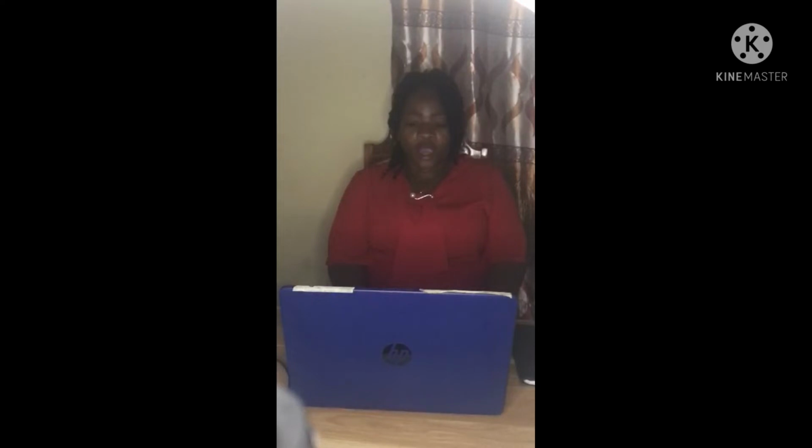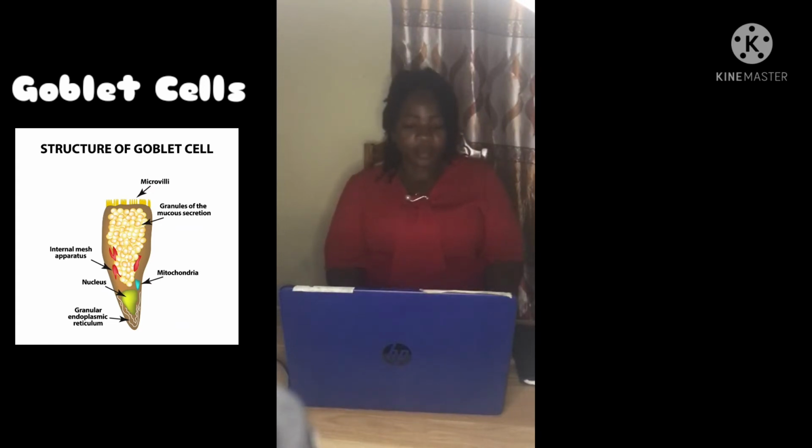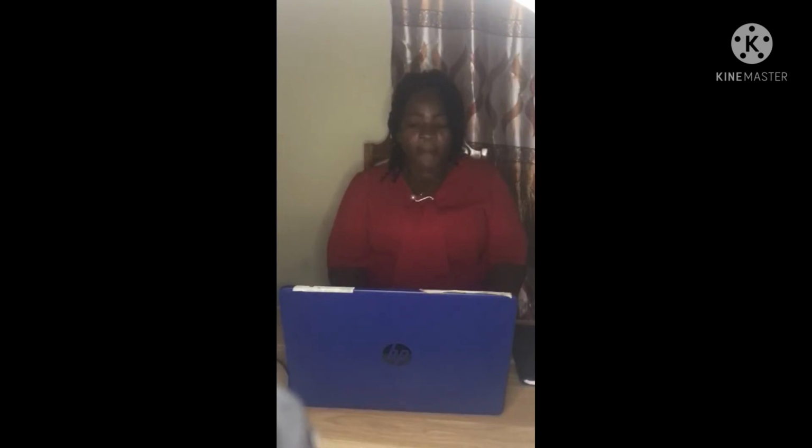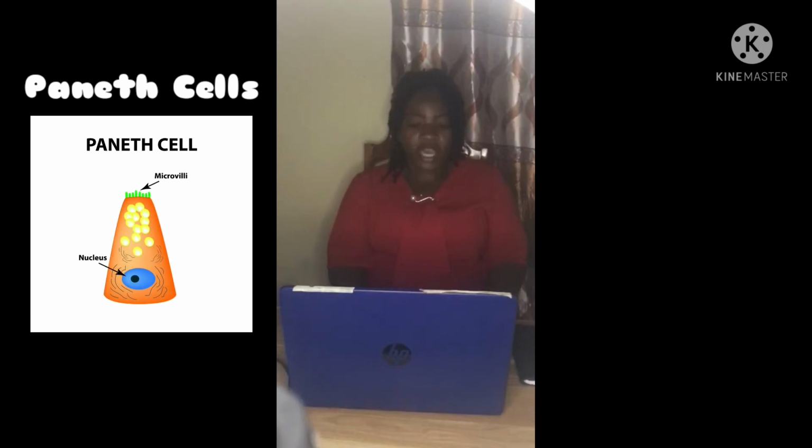Second, we have the goblet cells. Location: epithelium/intestinal glands. Function: secretion of mucus to promote movement and effective diffusion of gut contents. Then we have the Paneth cells. Location: intestinal glands. Function: secretion of the bactericidal enzyme lysozyme and other factors into the crypt lumen.